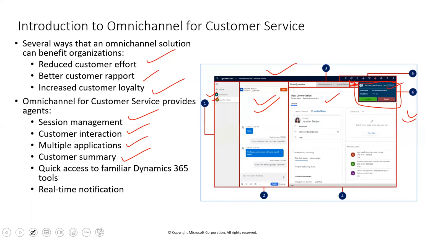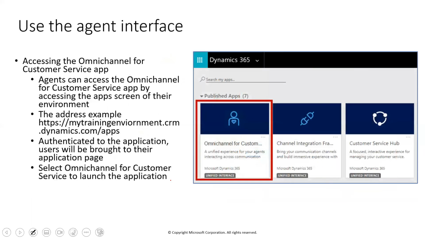Also, it will give us quick access to work with the Dynamics tool. It gives me very quick access to work with this whole environment in a single pane, without having to navigate to different screens. It will give me real-time notifications appearing on top. So these are the capabilities that are going to be provided to the agent using this omni-channel area.